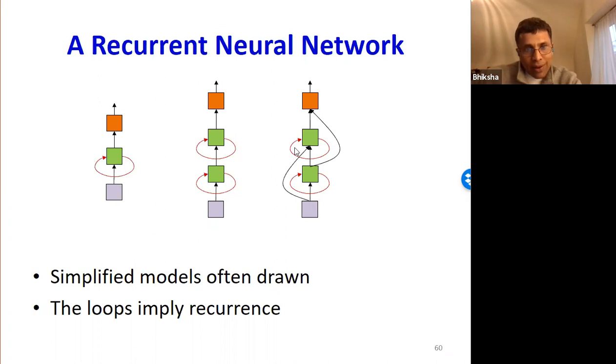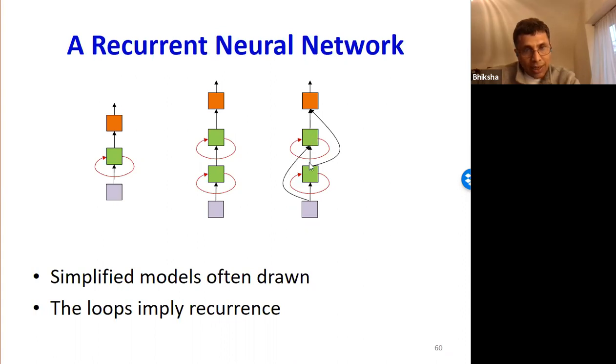And so we have different kinds of recurrence over here. Here, the hidden state has two layers, and each of those layers feeds back to itself at the next time. Here, again, the hidden state has two layers, and the first hidden layer gets an input from the input and itself at the previous time.